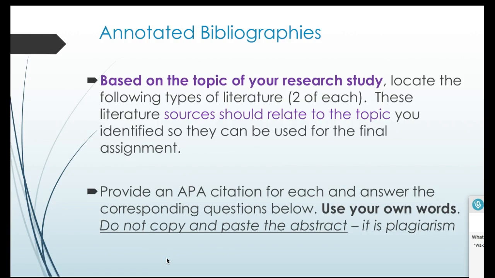Our annotated bibliographies should be based on the topic of your research study. I've identified 4 different areas of literature, and I want you to find 2 of each to include in your assignment, and for each to provide an APA citation. I'm going to go over several APA citations in this PowerPoint for you. Use your own words, please. Copy and pasting the abstract is plagiarism.